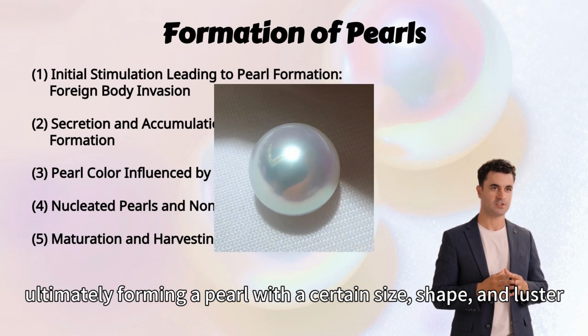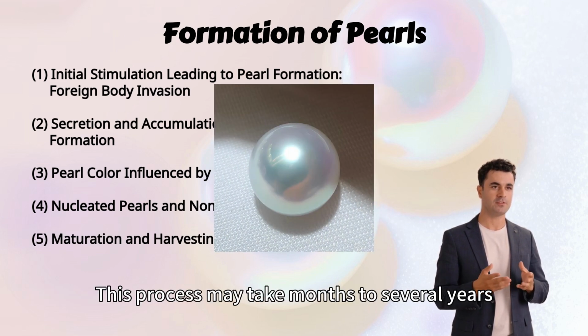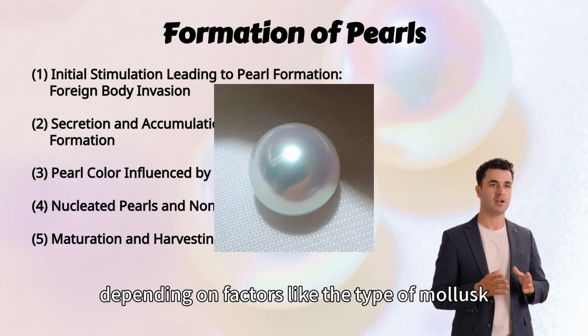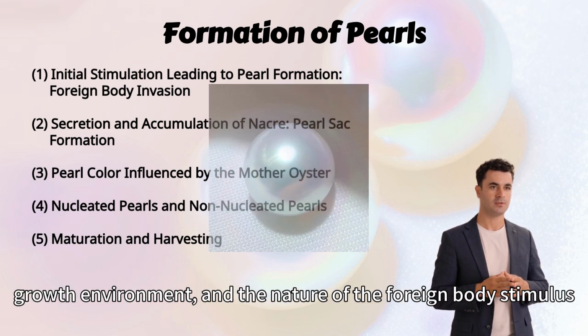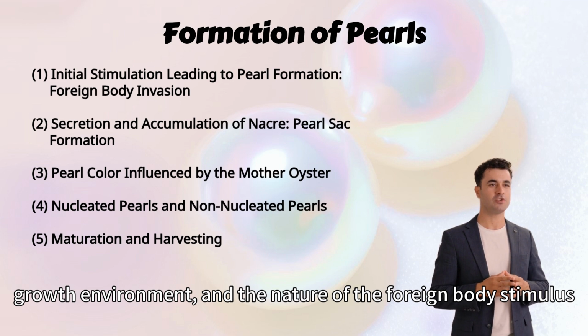Over time, the nacre within the pearl sac continues to accumulate, ultimately forming a pearl with a certain size, shape, and luster. This process may take months to several years, depending on factors like the type of mollusk, growth environment, and the nature of the foreign body stimulus.